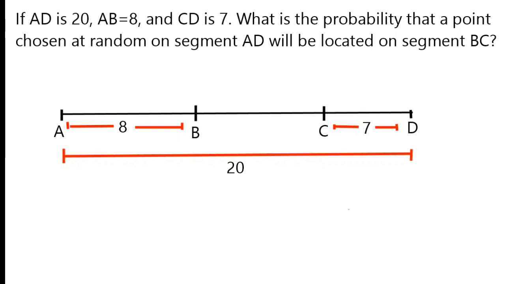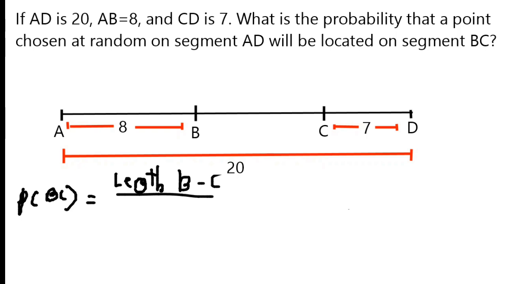So what we're going to calculate is the probability that a point will be chosen over that region. The probability that a point will be chosen in segment BC is equal to its length divided by the total length. So the length from B to C divided by the total length of the segment. This is pretty straightforward because the numbers are already given to us.